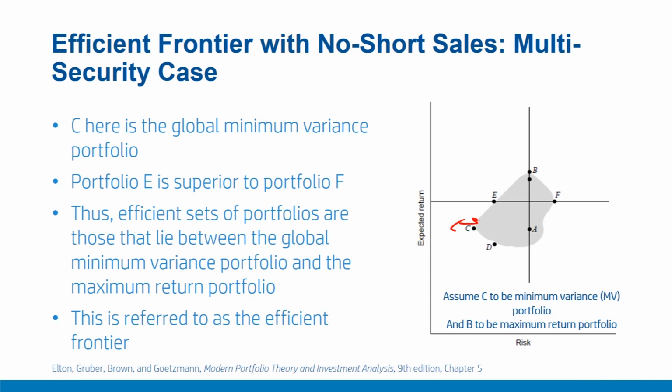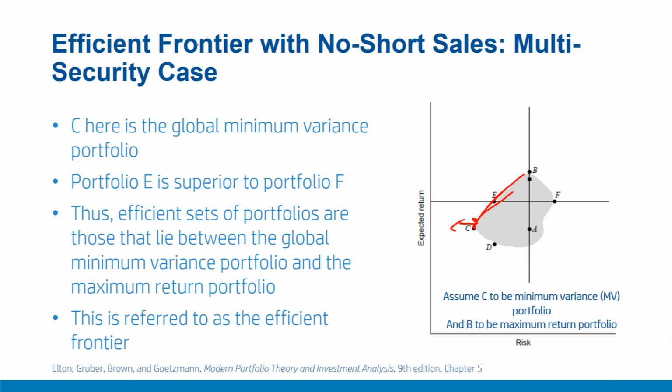And therefore we can say this surface CEB would comprise the set of portfolios that offer the highest return for a given level of risk, or alternatively the lowest risk for a given level of return. Therefore, the set of portfolios that lie on this curvature CEB are called the efficient set of portfolios, or this is our efficient frontier.